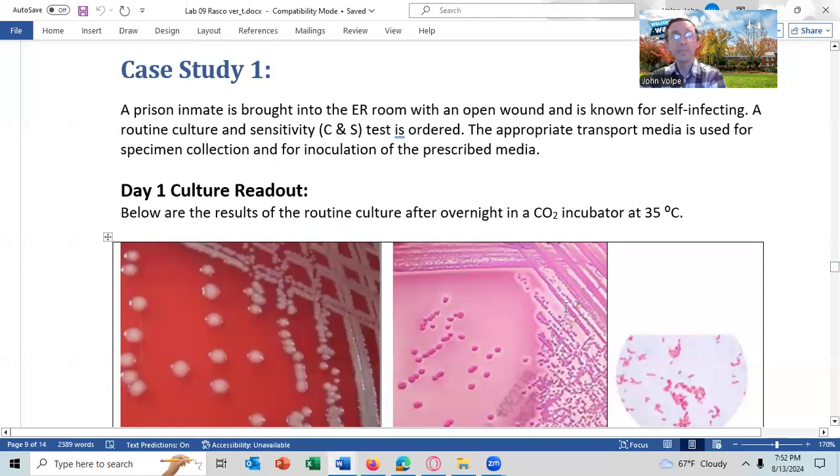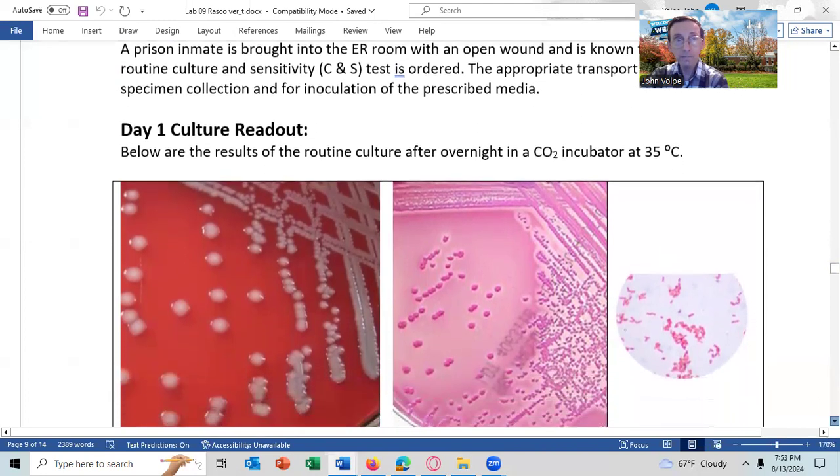Case study 1. A prison inmate is brought into the ER with an open wound. This prisoner is known for self-inflicting, meaning he damages himself. A routine culture and sensitivity test is ordered. The appropriate transport media is used for specimen collection and for inoculation of the prescribed media.